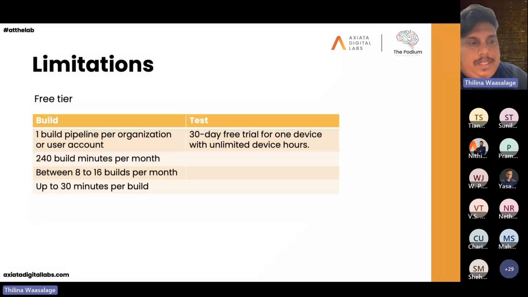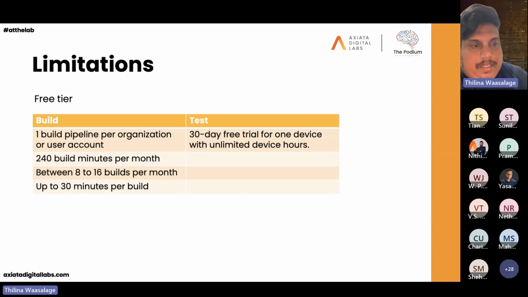Build time, if I talk about it, will give you one build per organization or account. Let's say if you are building for iOS and Android, there'll be two applications. So if you are building them simultaneously, parallelly, it will be two builds. They are not supporting that. They support only one build per organization. So if you are running Android, you can run Android first, then only you can run iOS.